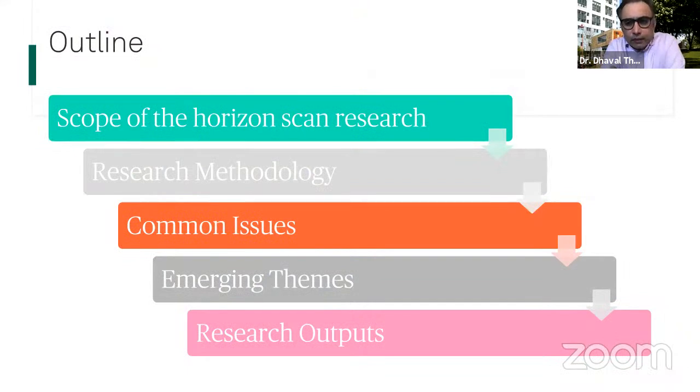So this is the outline of our talk. First, I'll discuss the scope of the horizon scan research, what methodology we had used, some of the common issues we have identified, also emerging themes we have identified, and I'll also point to the research outputs. Thank you. Next slide, please.